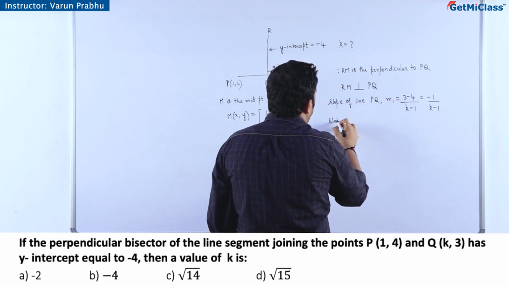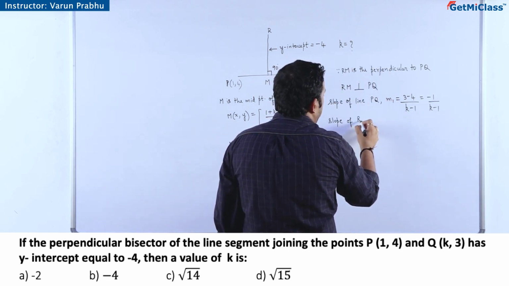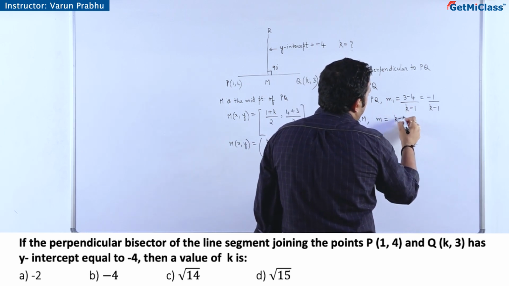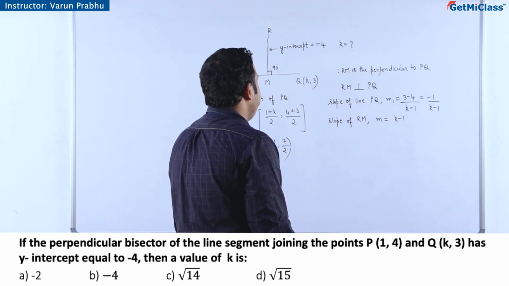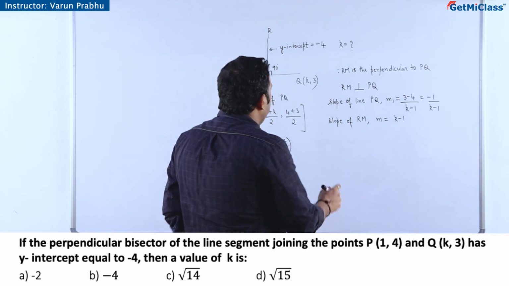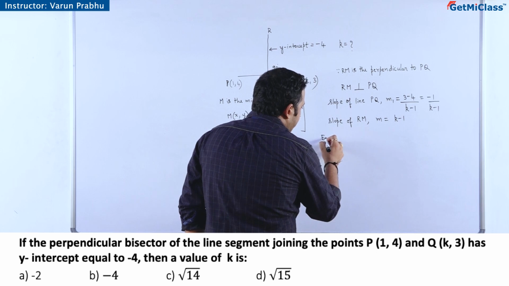So what is the slope of RM? It is the negative reciprocal. So your answer will be k minus 1, correct? Now you calculate the equation of RM.